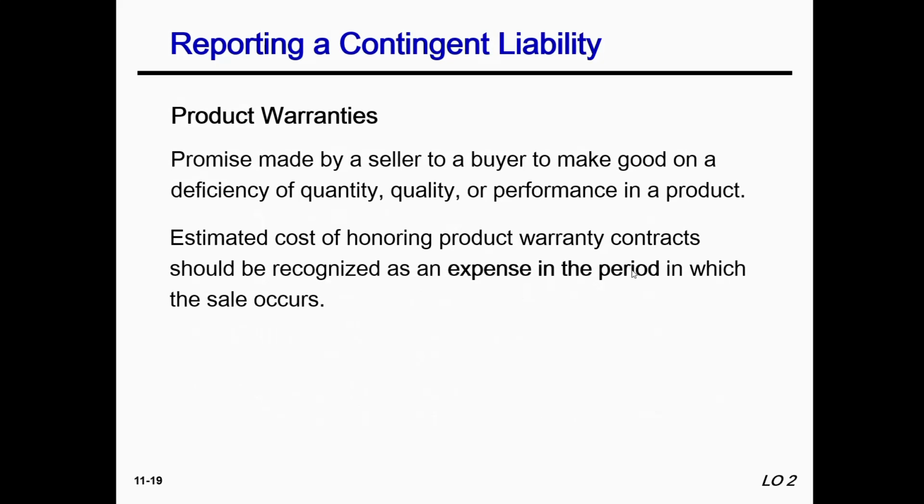So how do we record this product warranty? We will see what is the cost for the company to meet this claim of the client. The estimated cost of honoring the product warranty contracts should be recognized as expense in the period in which the sale occurs. We don't wait for the customers to claim and then record our liability or expense. No. As soon as we sell the product, we estimate how many products could come back as warranty claims. And based on that, we record our warranty expense and possible warranty liability.